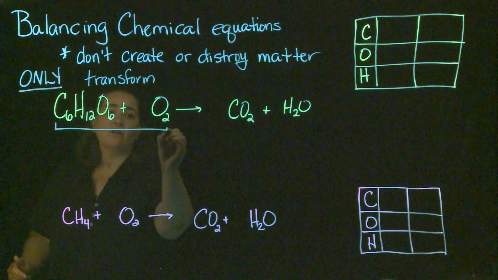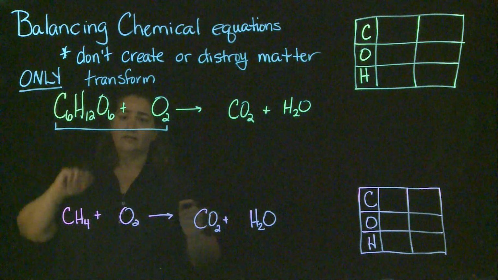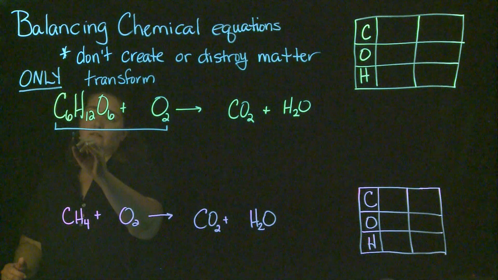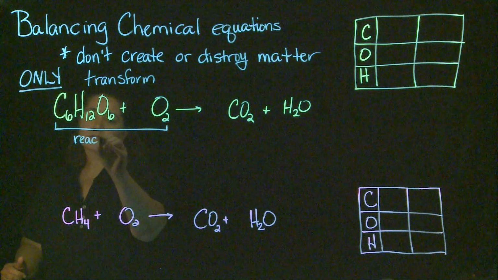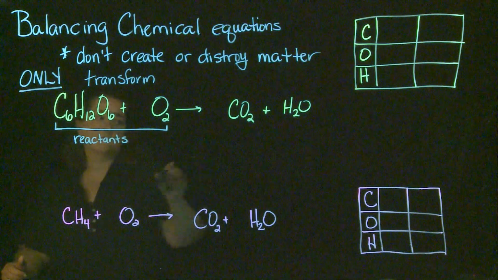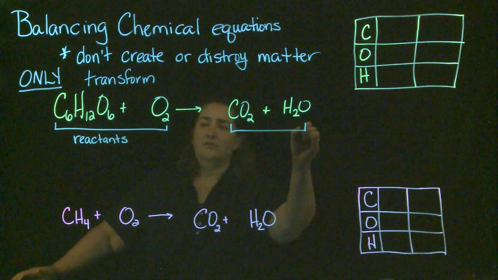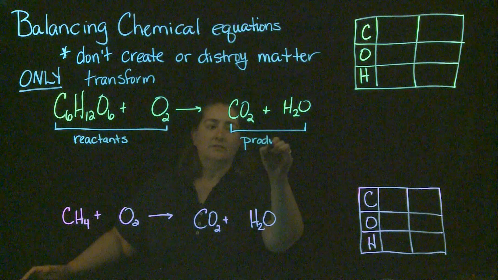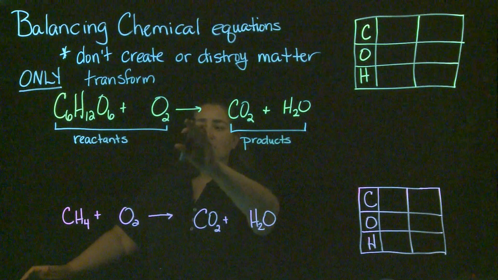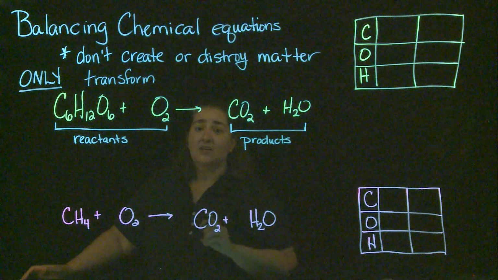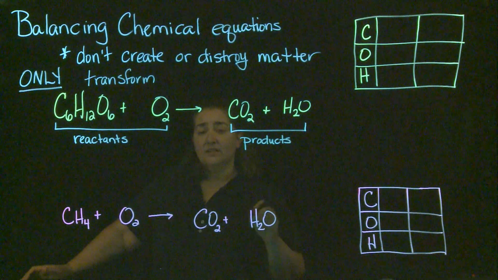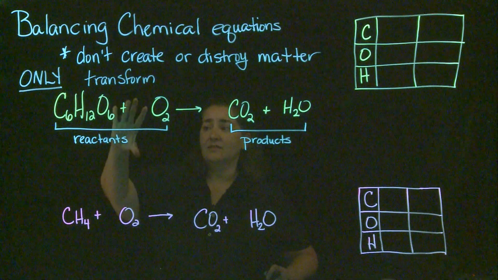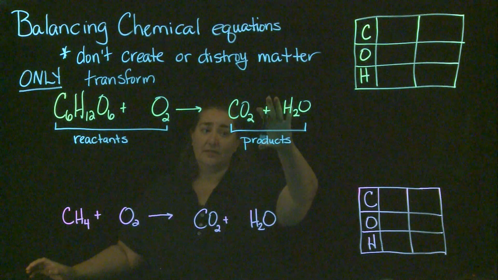These on the left side are going to be your reactants. And on the right side are going to be the products. What separates the reactants from the products is the arrow. Essentially, with balancing chemical equations, what you want is the same number of each of our elements on this side of the arrow as what you have on this side of the arrow.